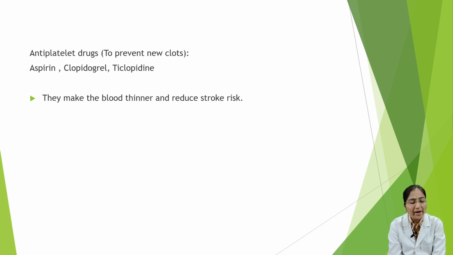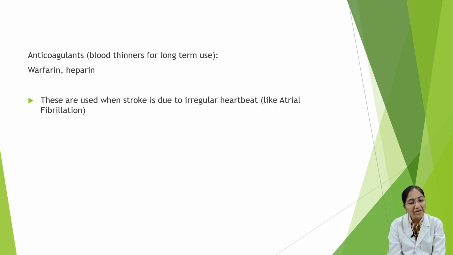Then antiplatelet drugs to prevent new clots, that is aspirin, clopidogrel, and ticlopidine. They make the blood thinner and reduce stroke risk. Next, anticoagulants, blood thinners for long-term use, warfarin and heparin. These are used when stroke is due to irregular heartbeat like atrial fibrillation.